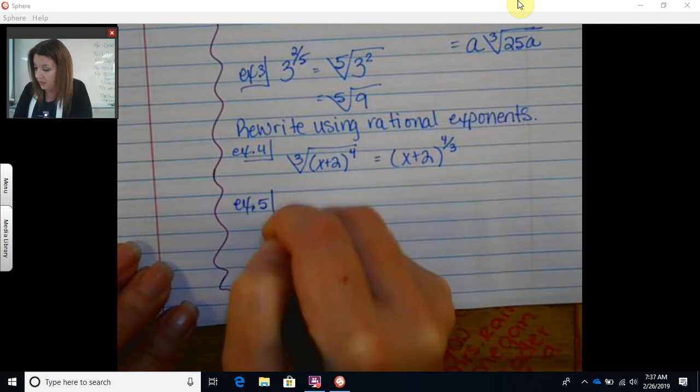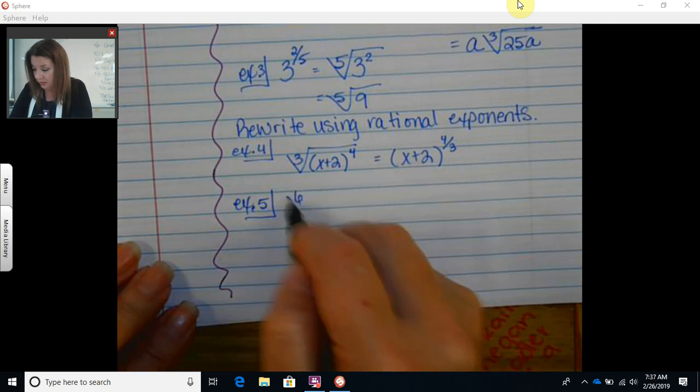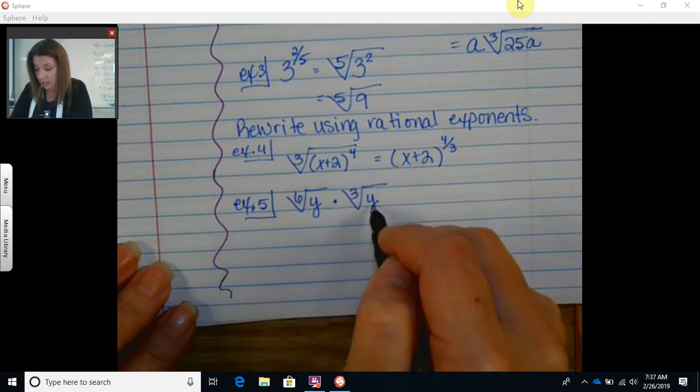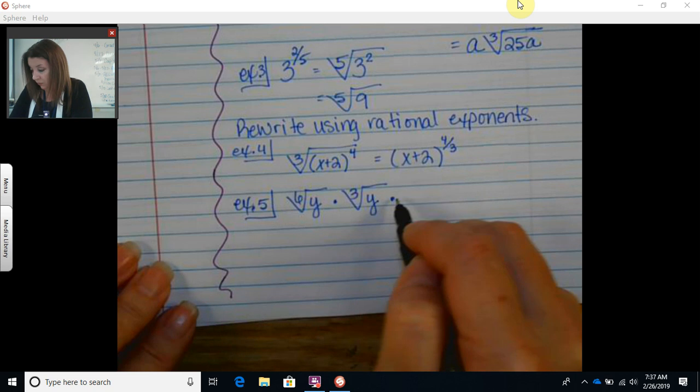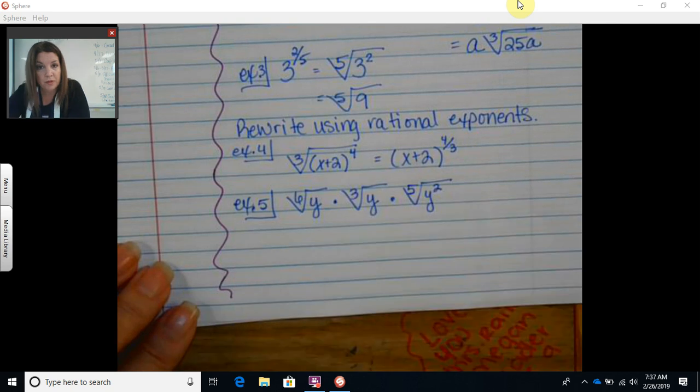Example 5. I have the 6th root of y times the cubed root of y times the 5th root of y squared. Now, as these are right now, could I multiply these radicands together? Why not? They don't have the same index, right? If they were all the cubed root, or all the 5th root, or all the 6th root, I could multiply the radicands together. But none of them have the same root, so I can't do that.